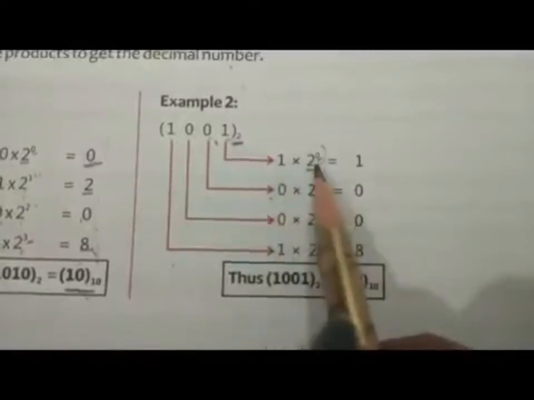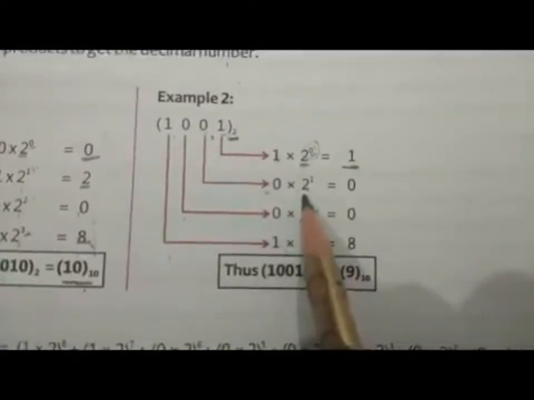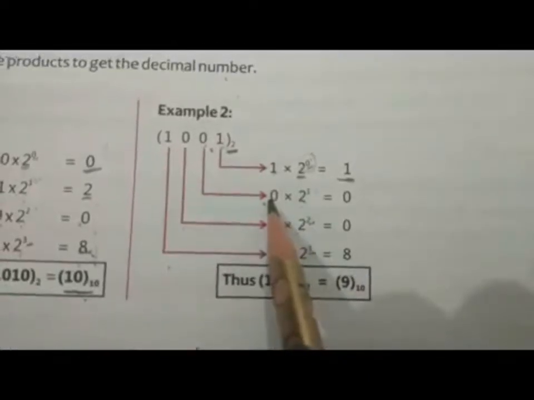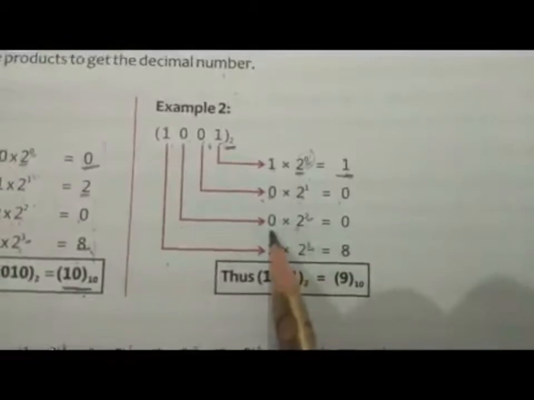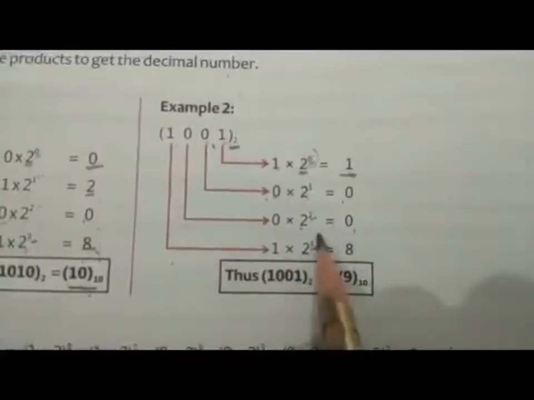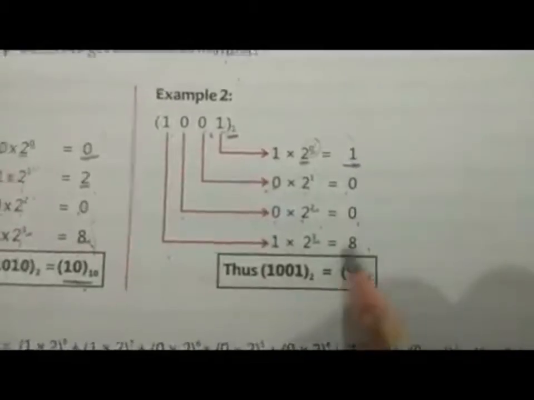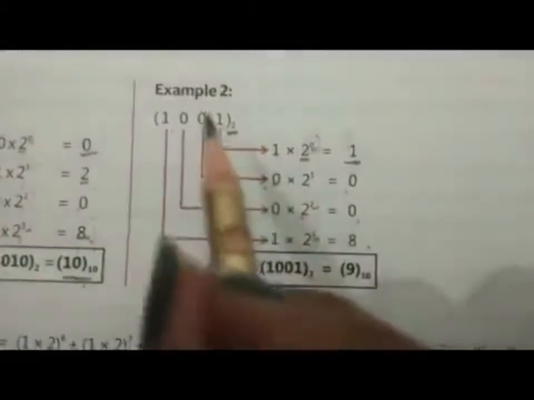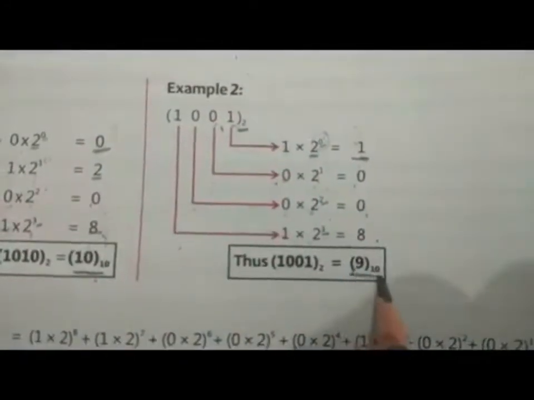Now calculate it. 1 into 1, 1. 2 raised to power 1, 2. 2 into 0, 0. 2 raised to power 2, 4. 4 into 0, 0. 2 raised to power 3, 8. 8 into 1, 8. Now you have to add it. 8 and 1, 9. So this binary equivalent number is converted into the decimal number.